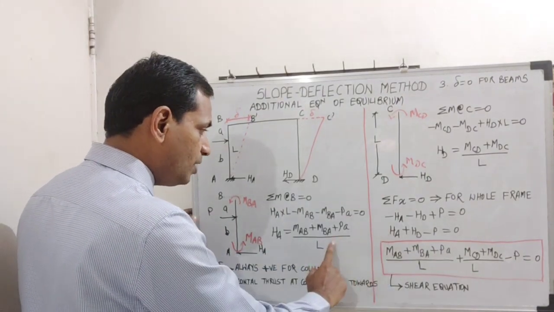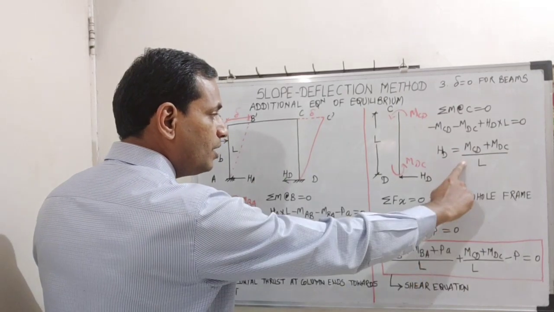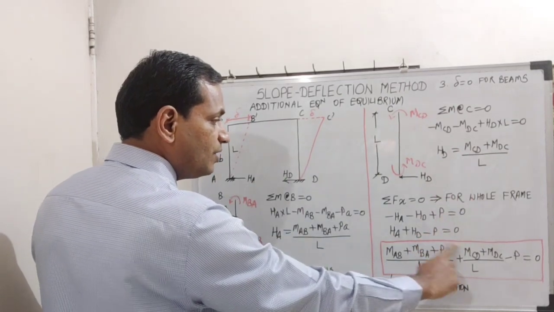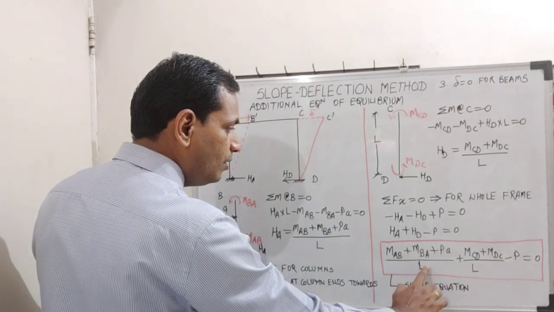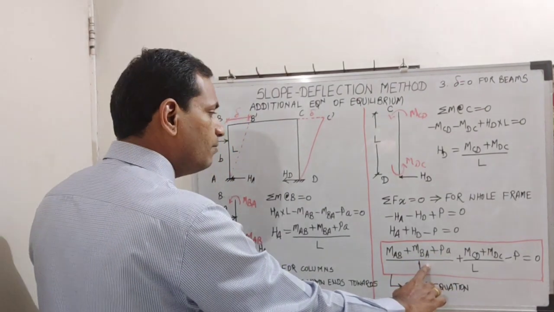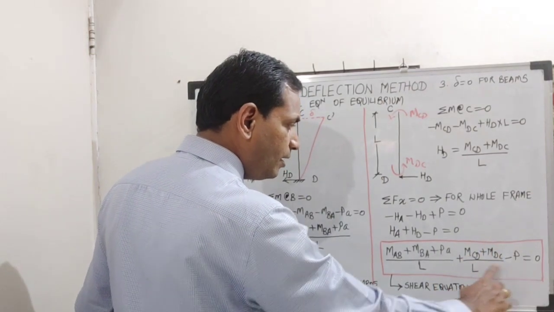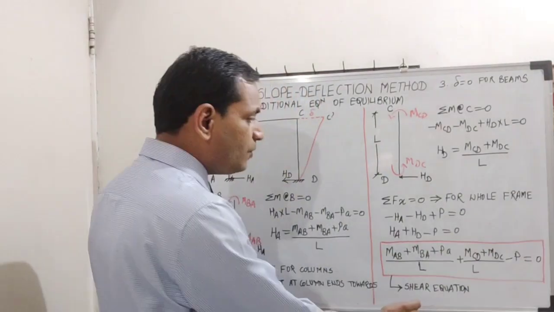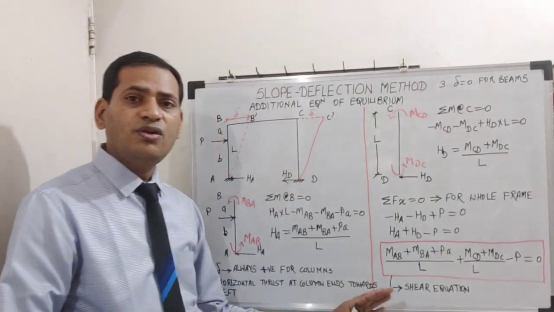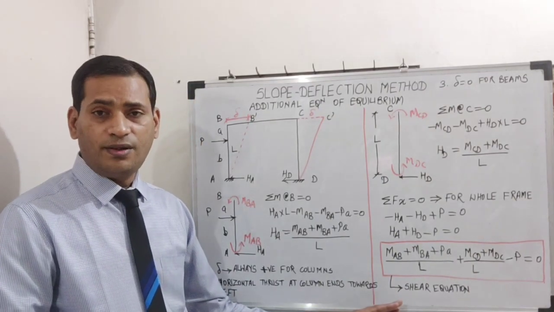and I have just substituted back the value of HA from here, the value of HD from here, P as it is. So (MAB plus MBA plus P a) divided by L plus (MCD plus MDC) totally divided by L minus P is equal to 0. So this is our additional equation of equilibrium, which is also known as the shear equation.